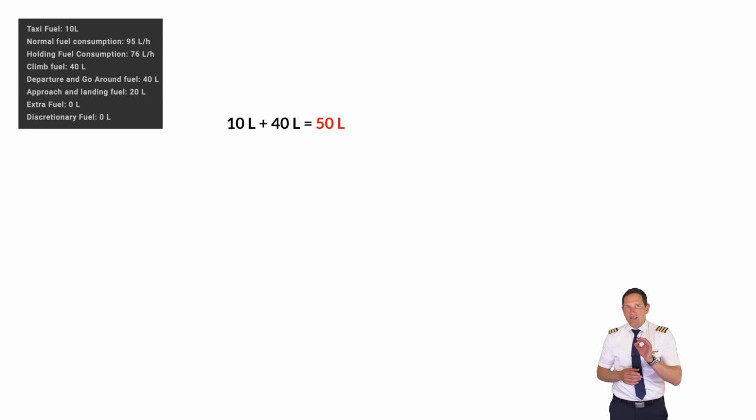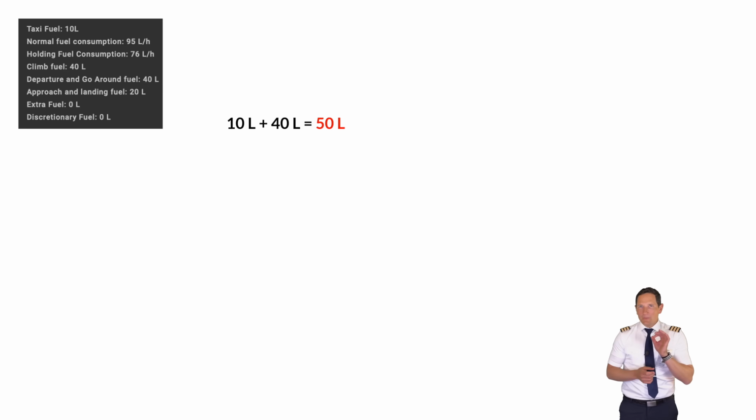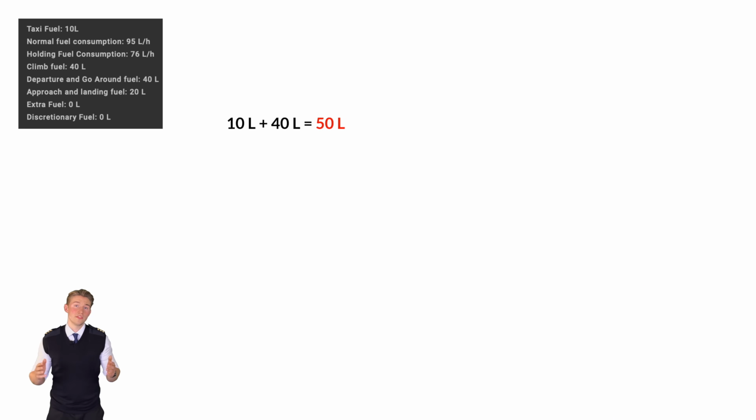And here is already the first trap, which was a bit of a head scratcher for Fabian and I. In the regulations, it states that the cruise portion of flight starts at the end of the departure routing, meaning you don't need the 40 liters of climb fuel. This is where everyone is getting it wrong. Then we add the cruise fuel, which is an easy calculation. 95 liters per hour times 2.4 equals 228 liters into the tank.